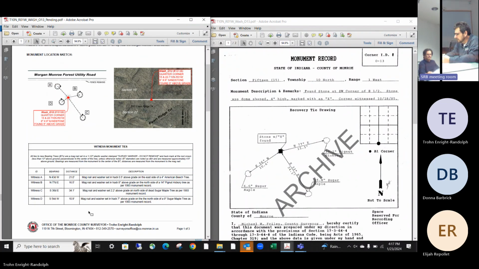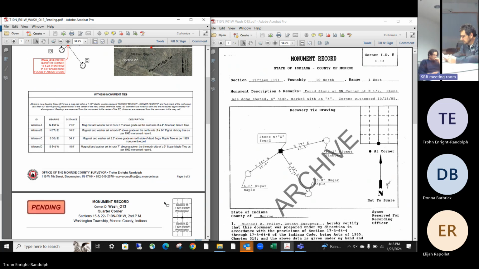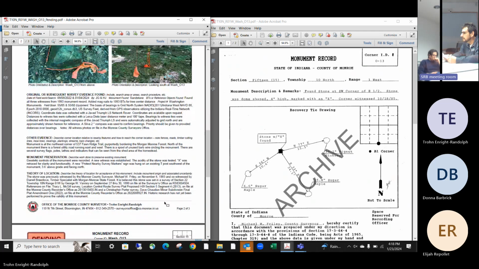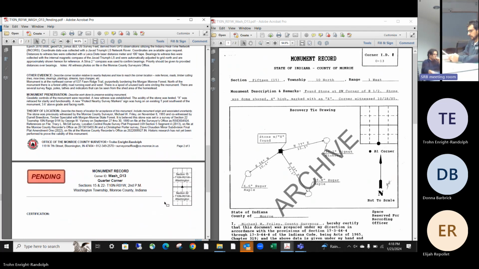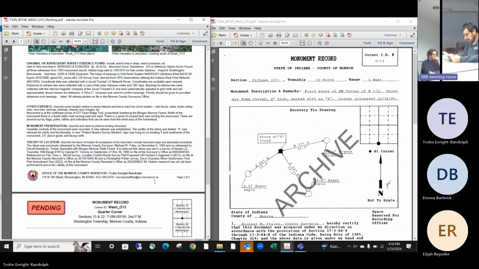Correct, and as you can see, witnesses B, C, and D all reference the old 1993 tie sheet. We still have the same stone, and this was originally cited under the Friley administration. Would you like me to read the theory or pull up any surveys? So this one was on the table the last time you said? Yes. Just because of a tie.